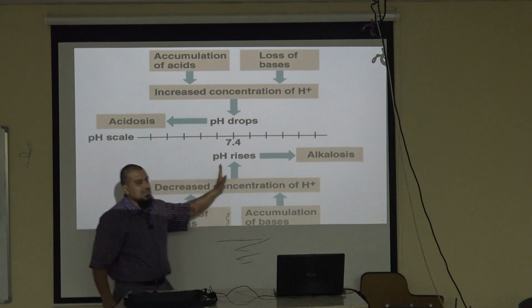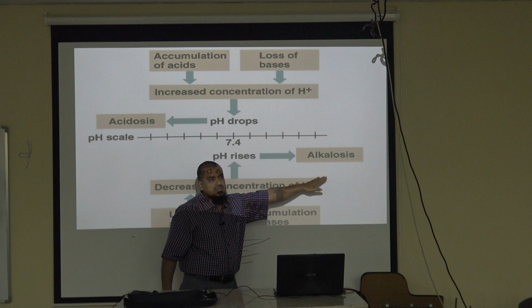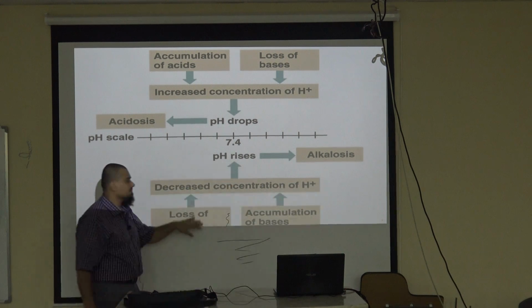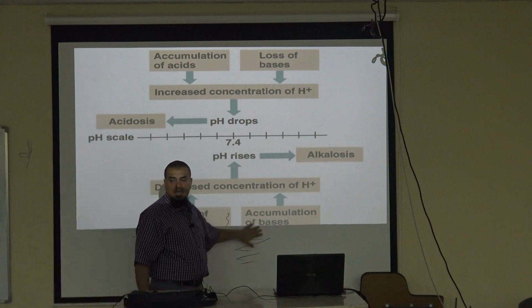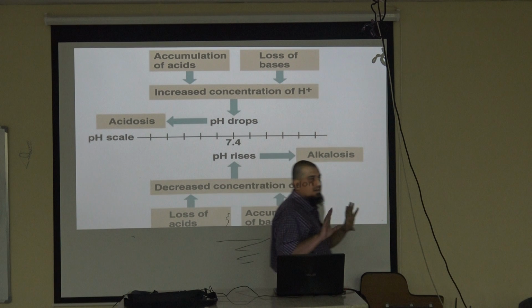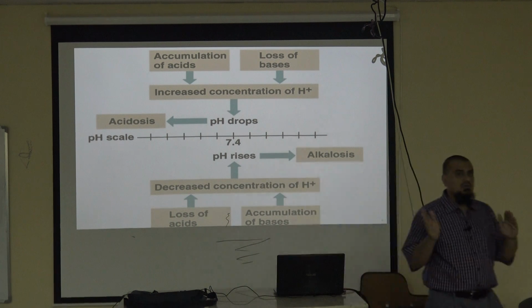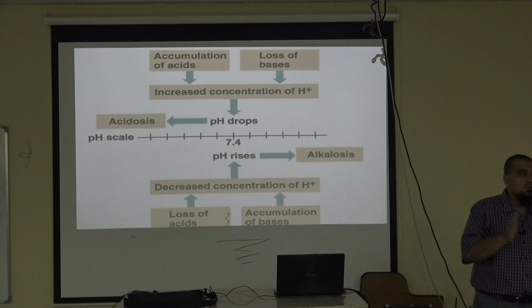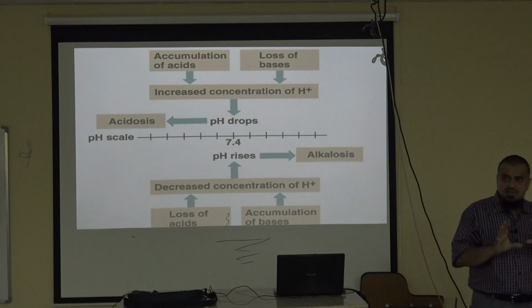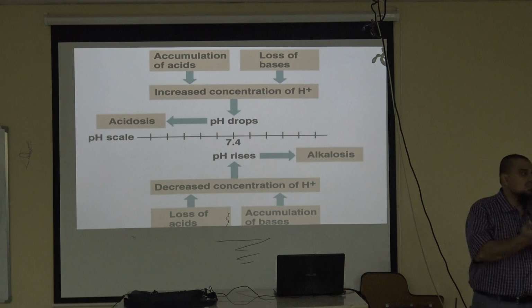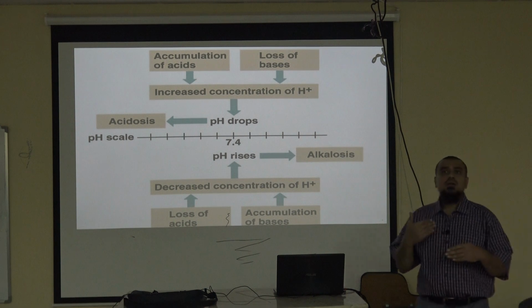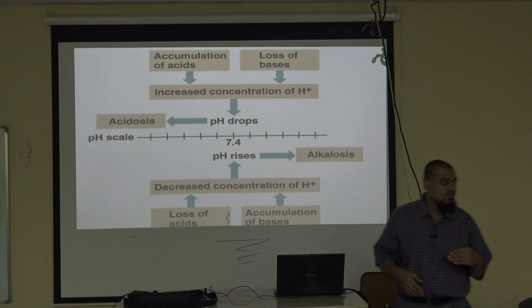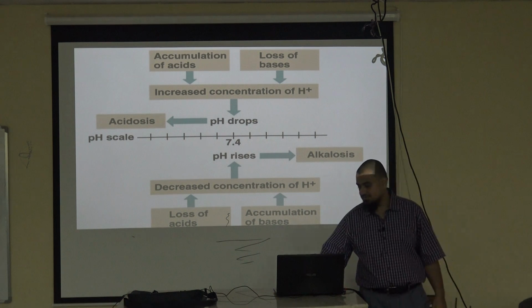Similarly, if the pH increases more than 7.4, it causes alkalosis. What can be the cause? Either loss of acids or accumulation of bases. Is it clear? So now we are moving to the discussion of acidosis and alkalosis, and the fundamental concept we discussed, that acidosis can result either with the accumulation of acids or the losses of bases. Similarly, alkalosis can result from accumulation of bases and loss of acids. Clear?